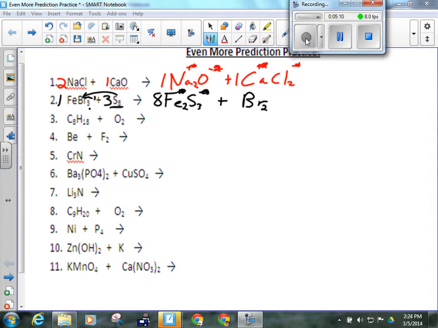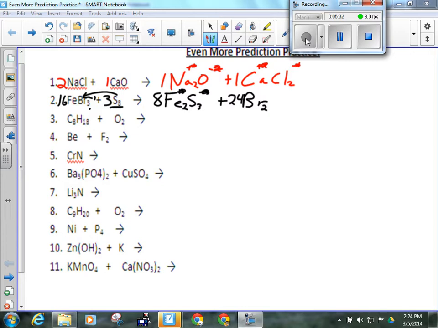16. So I need a 16 over here. These are big numbers. I've got 16 times 3 bromines, which is 48. What times 2 is 48? 24. So lots of big numbers in that one, and that is as low as it goes.